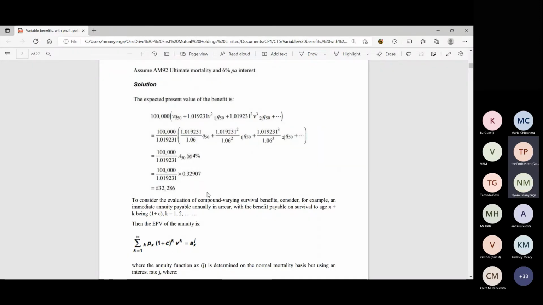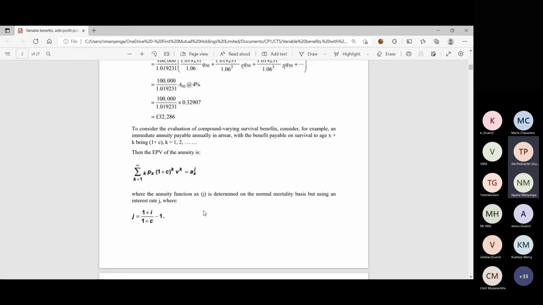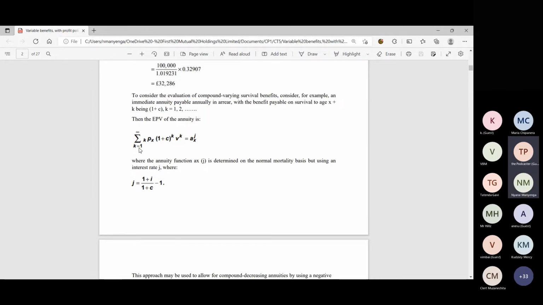So moving on to the expected present value for survival benefits that also vary in a compound way. You find for an immediate annuity payable annually in arrear with the benefit payable on survival to age x+k, where k will take values from 1 up to infinity, the expected present value of this annuity would be the summation of k equal to 1 up to infinity, k_p_x, then in brackets (1+c)^k, which would be the compound increase applied to the annuity, then v^k.